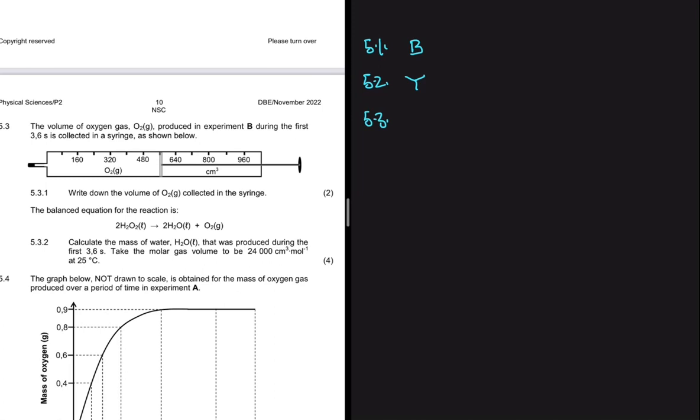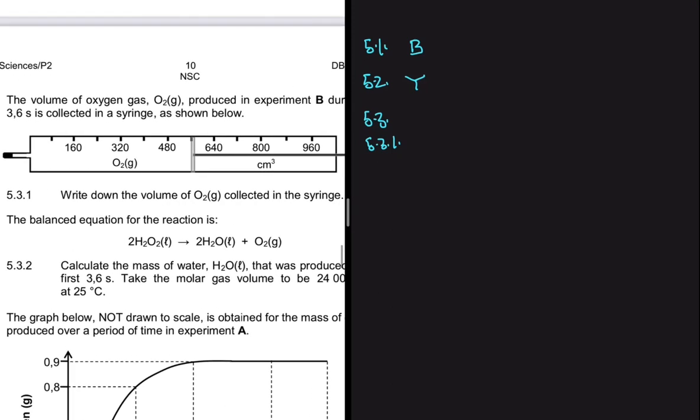In 5.3, the volume of gas produced in experiment B during the first 3.6 seconds is collected in a syringe as shown below. 5.3.1, write down the volume of O2 collected in the syringe. So let's go ahead and do some analysis. We can see that the O2 is filling this space. Now we just need to write down the volume.